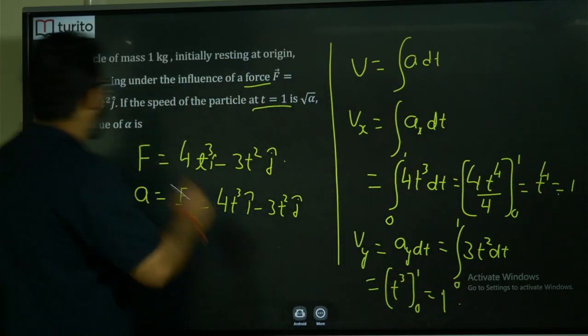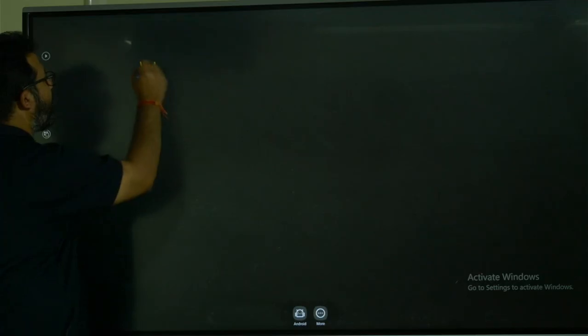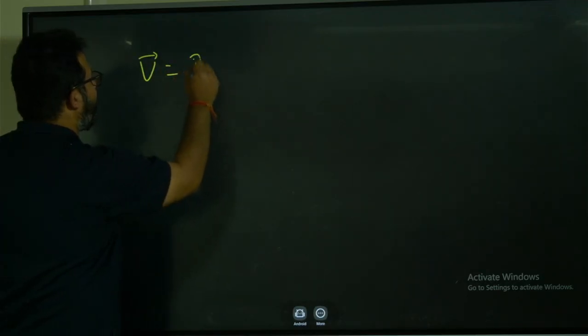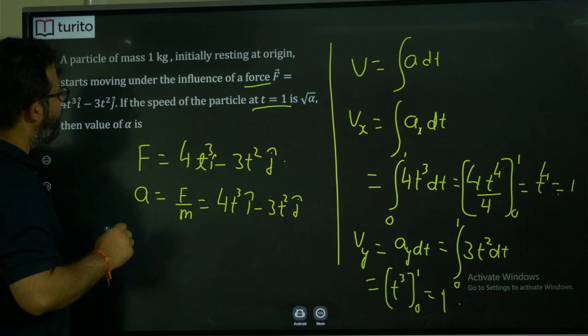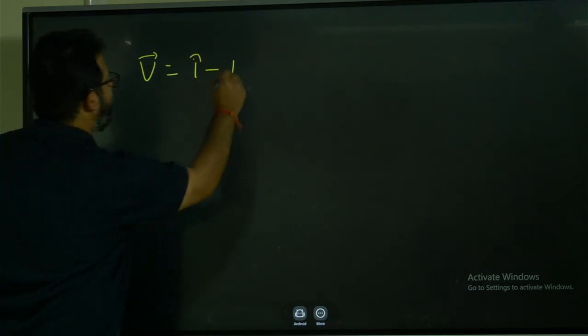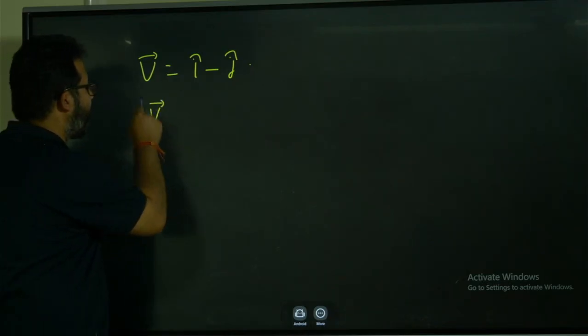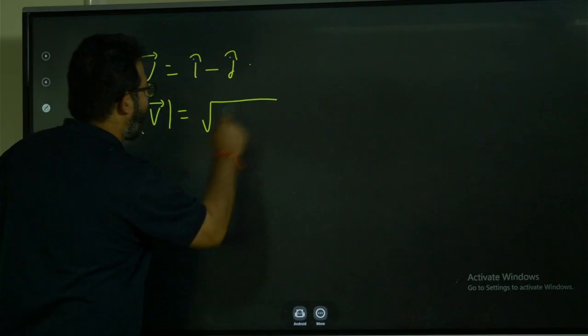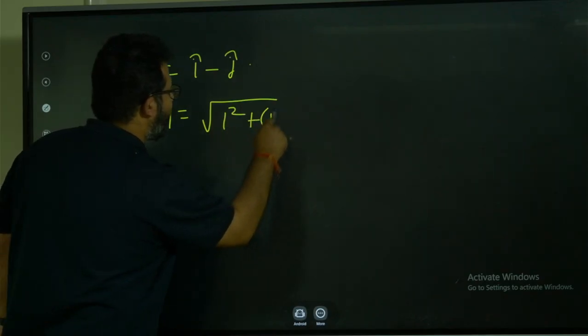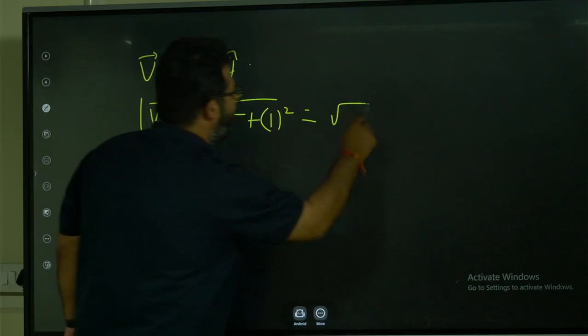Now what will be the value of velocity v? That is i cap minus j cap. Now what will be the magnitude of v? Under root 1 square plus 1 square. So this will be root 2.